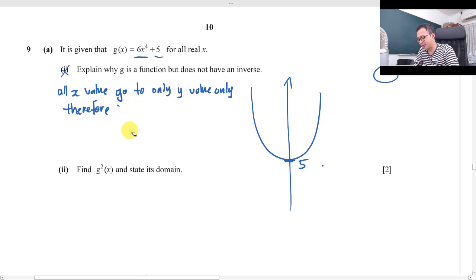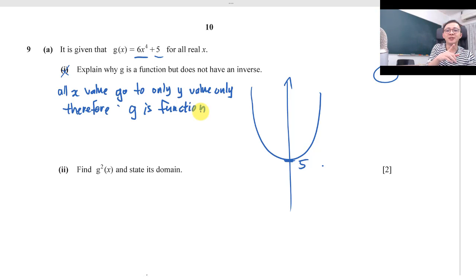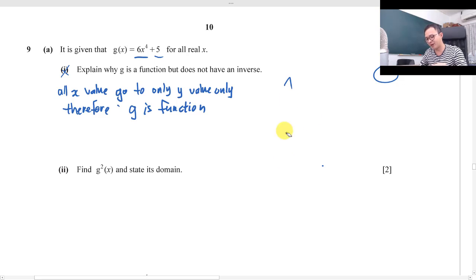Therefore, g is a function. Because when we call it a function, that means you can have a lot of x values, but you can only have one y value. If you have more than one y value over here, then it is not a function. So I give you some idea about function.